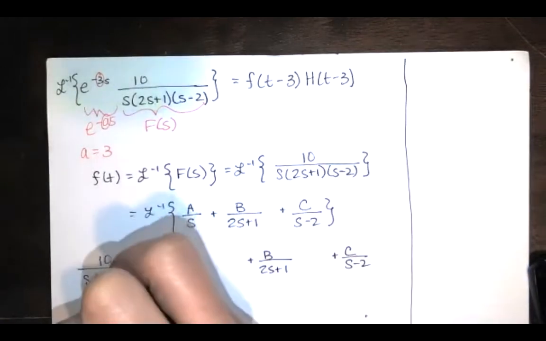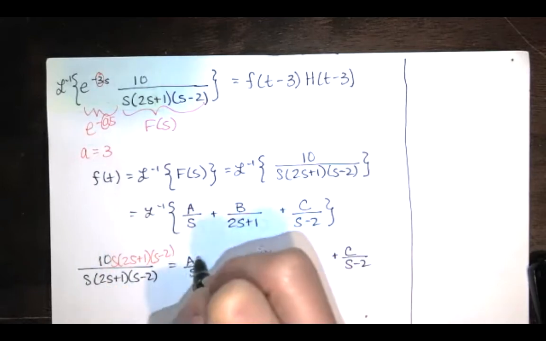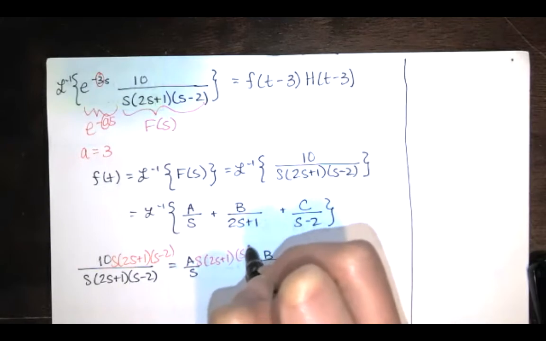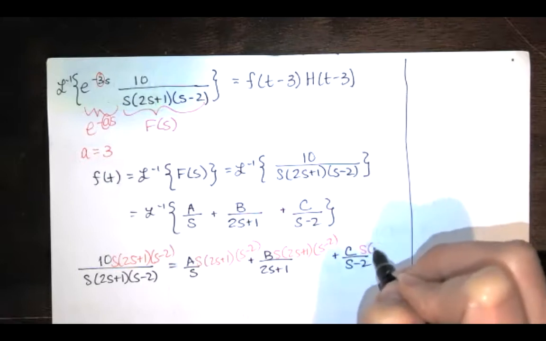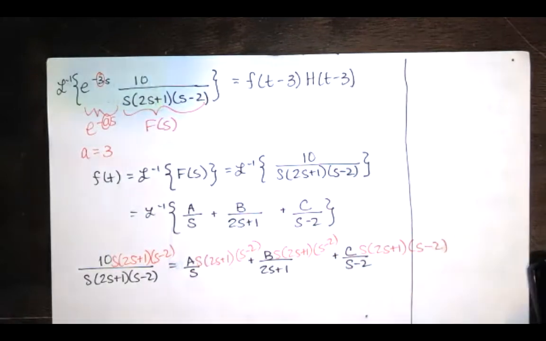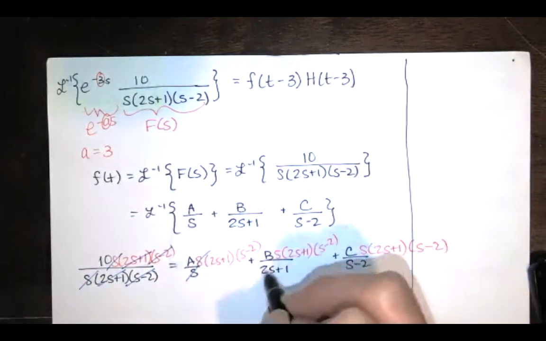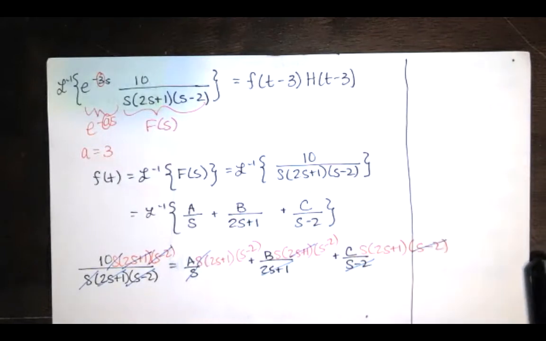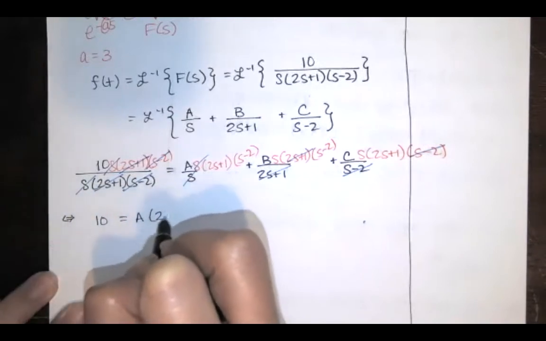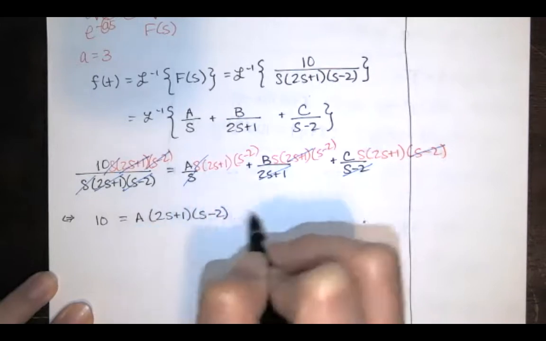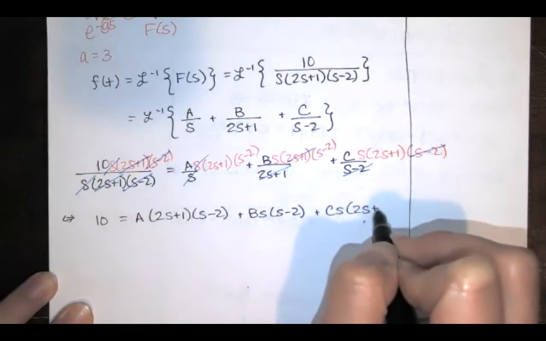We multiply by the denominator on both sides. The original denominator is the LCD. It's going to clear out all of our fractions. These guys reduce, these guys reduce, and these guys reduce. The s's reduce, the 2s plus 1s reduce, and the s minus 2s reduce. So what we end up with is this. We have 10 equals a times the quantity 2s plus 1 times s minus 2 plus b times s minus 2 plus c times s times 2s plus 1.